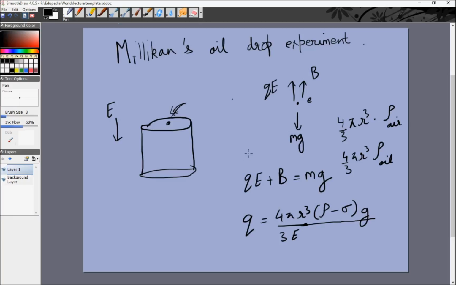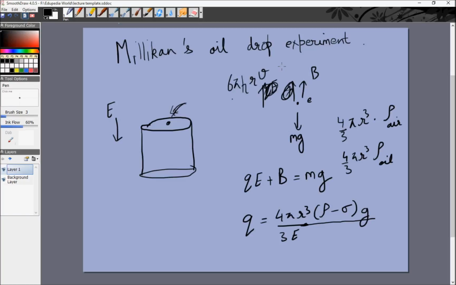So what they did then was, they switched off the electric field, and they just waited. If you switch off the electric field, it will start moving downwards, and they just waited until terminal velocity was reached. Terminal velocity means the velocity is constant and the frictional force exactly opposes the gravitational force, so there is no net acceleration. In that case, the viscous force upwards would have been 6 pi eta r v by Stokes' law.